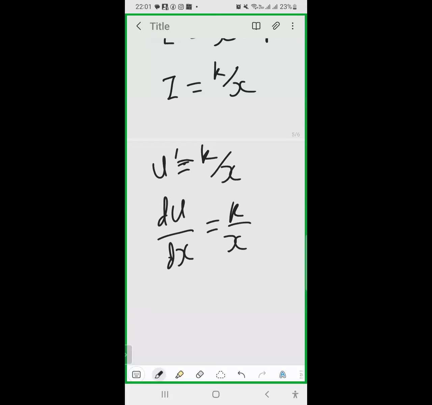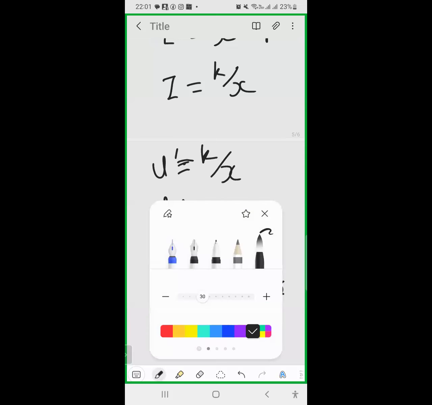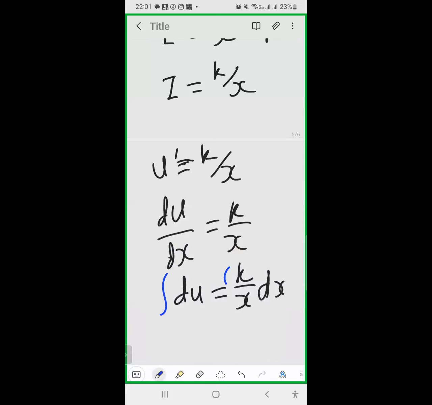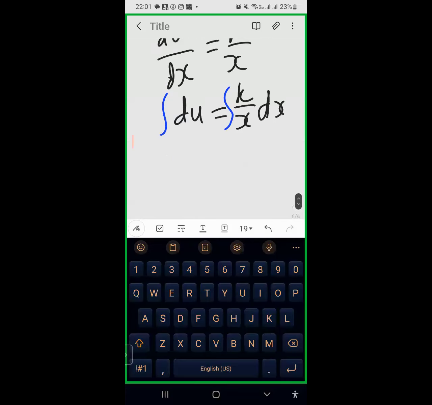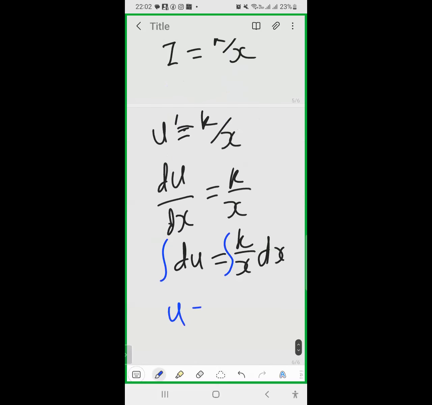Then we can group the like terms. du will be equal to k over x dx, and then from here we integrate both sides. So we're going to get that our u is equal to k multiplied by the integral of 1 over x dx. Therefore, our u will be equal to k ln of x plus our constant. So now we found our u.